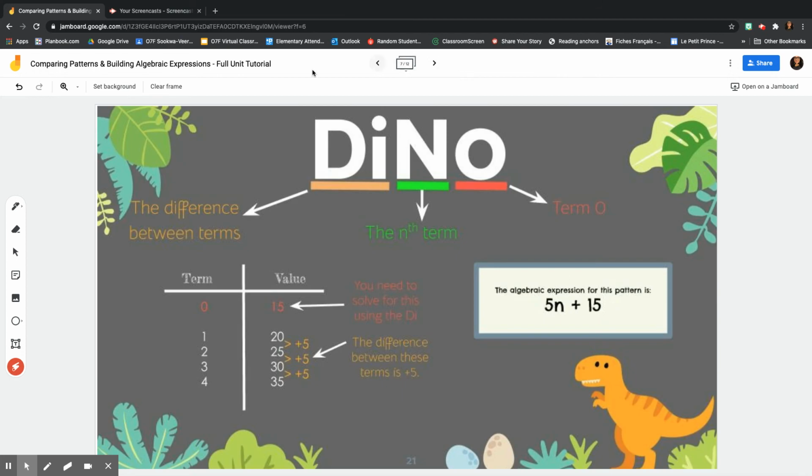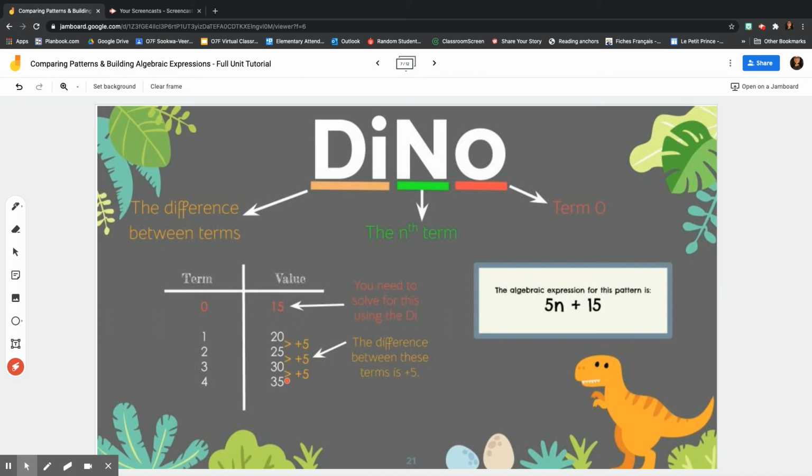Dino is phenomenal. So the DI stands for the difference between the terms. Like we saw in the last pattern, we can look on the side of these numbers, on the value side, to figure out what the difference is. So the difference between 20 and 25 is 5. The difference between 25 and 30 is again plus 5.